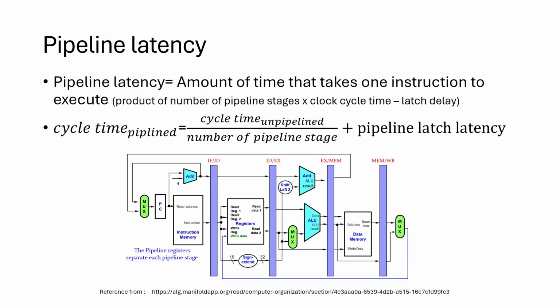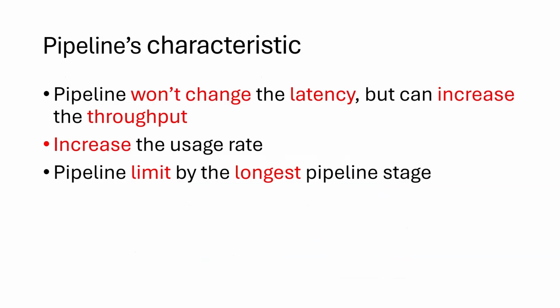So how do we calculate the pipeline latency? The pipeline latency is the product of the number of pipeline stages times the clock cycle time, minus latch delay. And the cycle time in the pipeline is equal to the cycle time without pipeline over the number of pipeline stages, plus pipeline latency. The first characteristic of the pipeline is that it won't change the latency, but can increase the throughput.